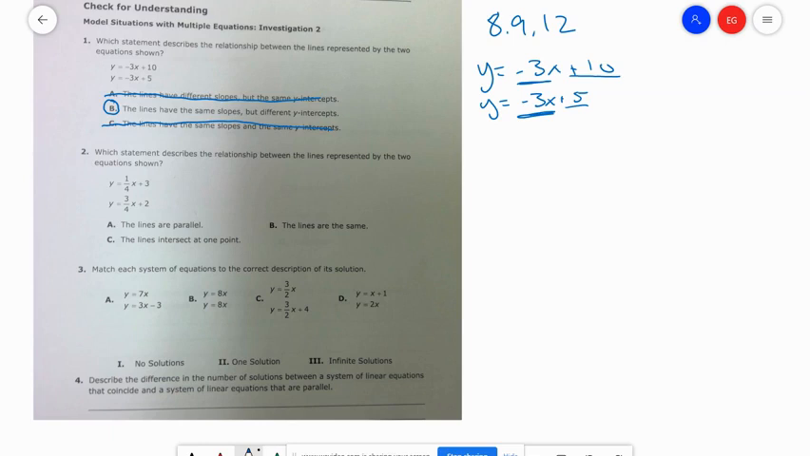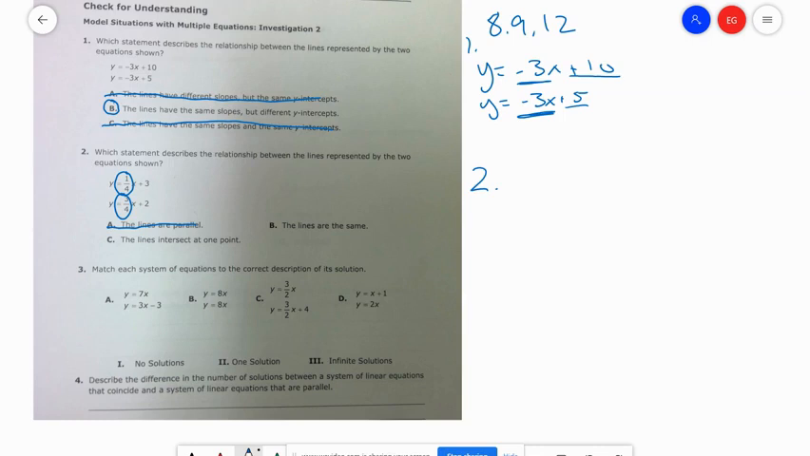Number 2. Which statement describes the relationship between the lines represented by the two equations shown? Okay, so the lines are parallel. Lines are only parallel if they have the same slope. 1/4 is not the same as 3/4. So these lines are definitely not parallel. The lines intersect at one point.